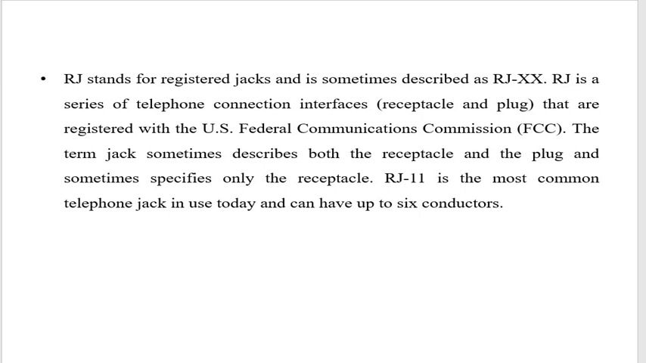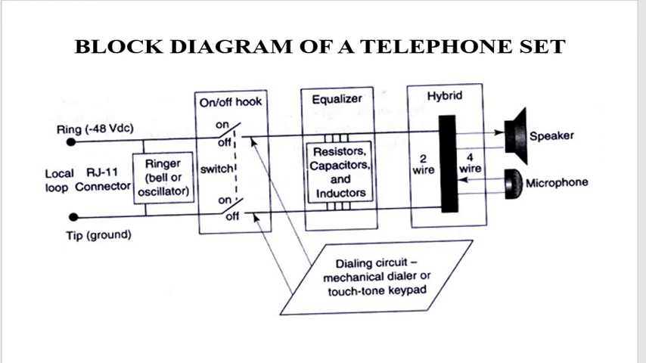Generally minus 48 volts is used to provide the talk battery for the microphone in the telephone set. This is the only voltage required for the operation of a standard telephone, that is, minus 48 volt DC. There are different reasons for why we go for minus 48 volt DC, which will be discussed in detail in the coming sessions.